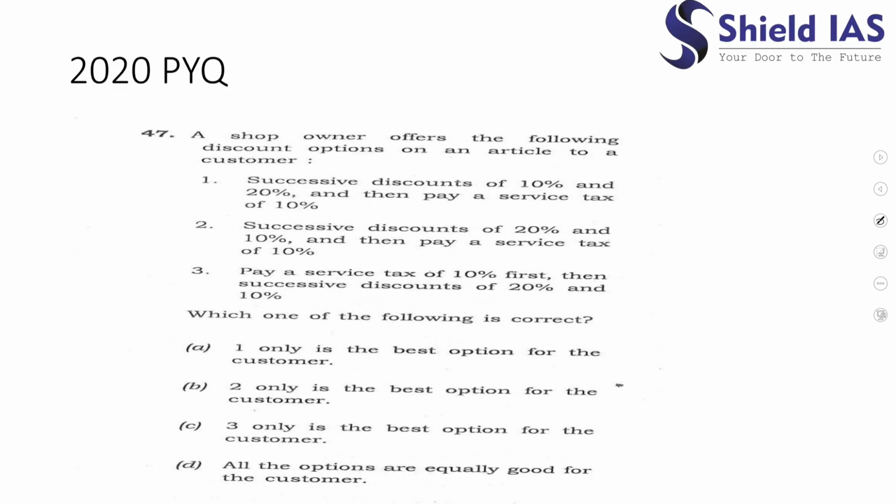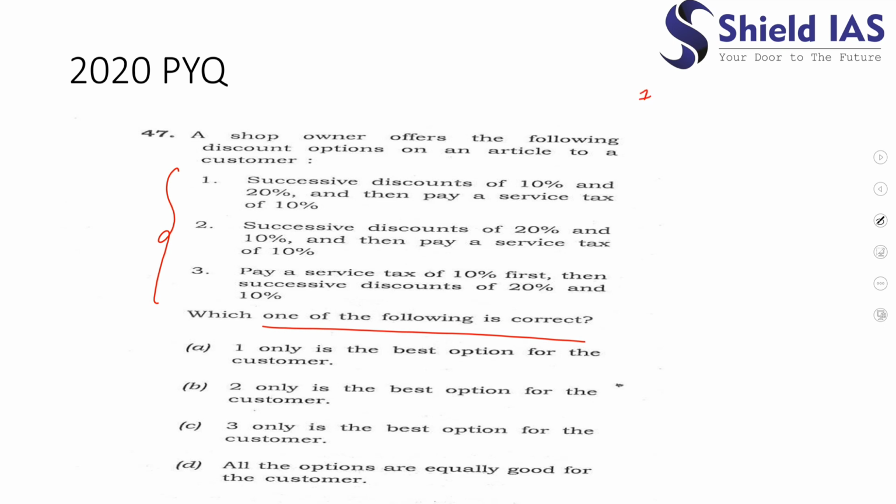In 2020 PYQ, another question says a shop owner offers the following discount options on an article to a customer. So there are 3 ways that he is going to give discounts. And then it is asking which of the following options is correct. So let us see.